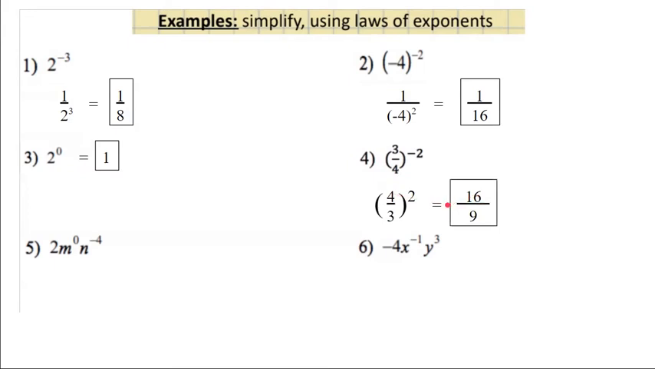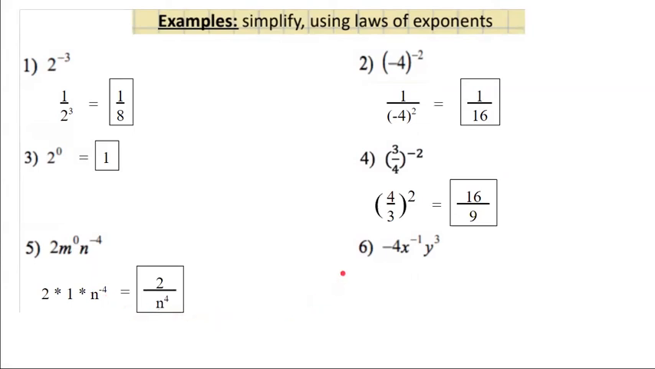Problem 5 introduces us to a problem with multiple terms. So let's just go through each term one by one to find our overall product. Nothing is happening to the 2, so that stays. M to the 0 is just equal to 1. Anything to the 0th power equals 1. And then we're left with n to the negative 4th, which is equal to 1 over n to the 4th. Multiply this all together, and you've got 2 over n to the 4th.